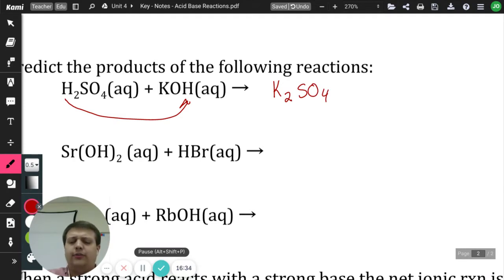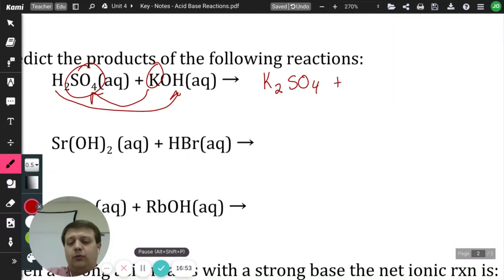Okay, how did I know it was K2SO4? Well, my potassium is going to bond with my sulfate there. Potassium has a +1 charge, sulfate has a -2 charge, so we had to cancel those charges out. We're going to need 2 potassium, 2 positive charges, to cancel out that -2 charge.